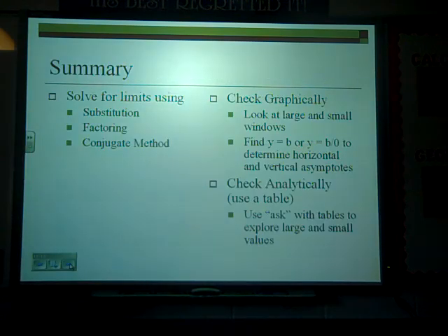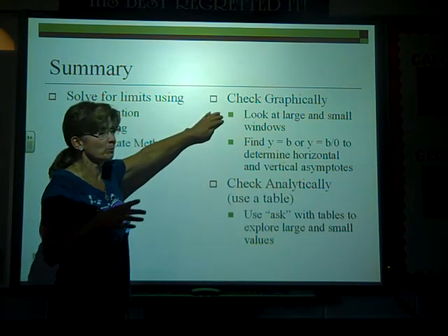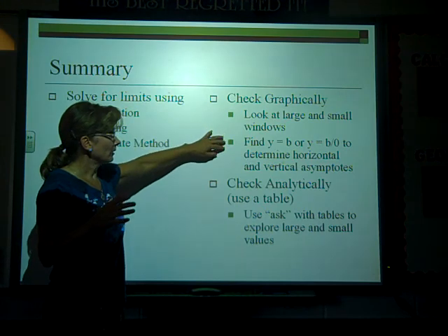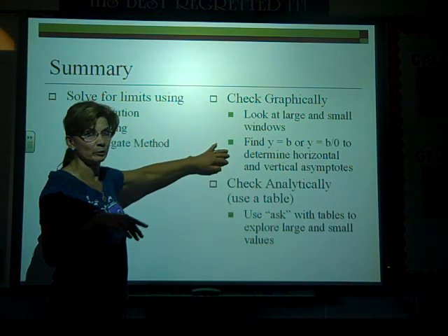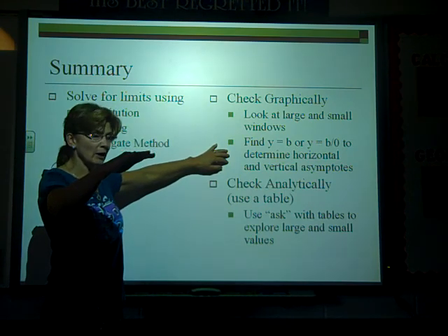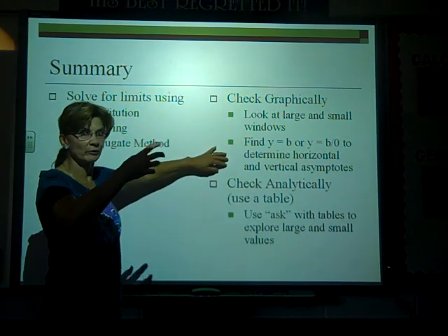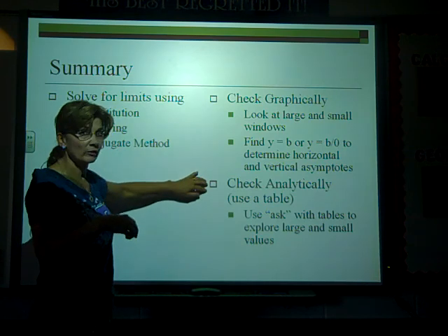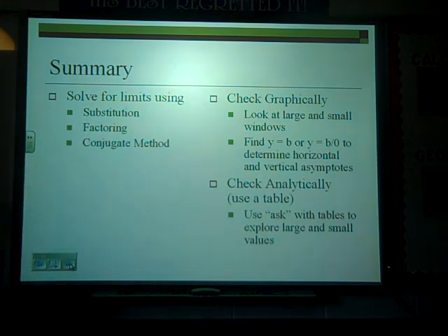So in summary, we can solve for limits using substitution, factoring, and the conjugate method. Nice videos on all three of these on the Moodle. We can look at limits graphically, look at large and small windows. We can find y equals b, or b divided by 0, find our horizontal and vertical asymptotes. Remember, the horizontal ones are where you got y equals some number. The vertical ones are going to be where your denominator equals 0. We can use our table and ask for large and small numbers and find them that way. So this is a summary of what we're going to do, and again, use those other videos to see the details.